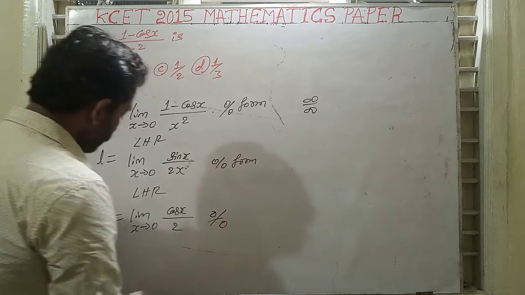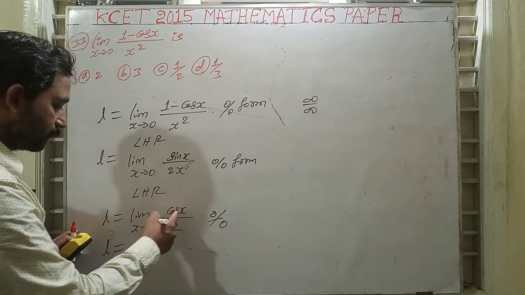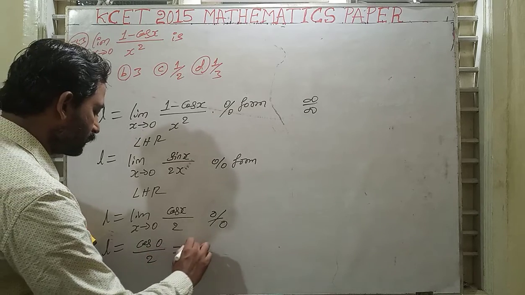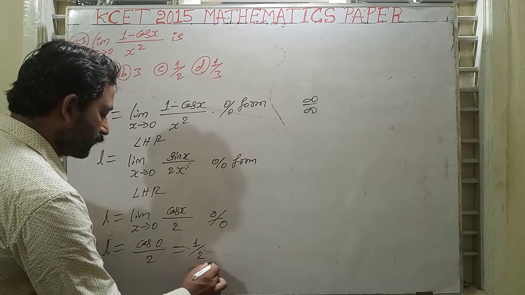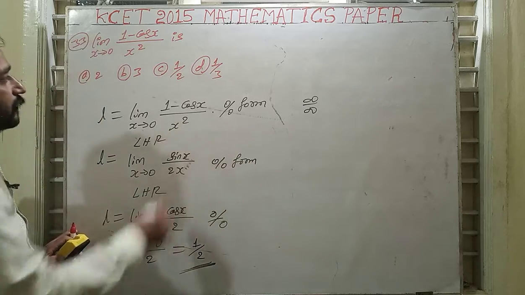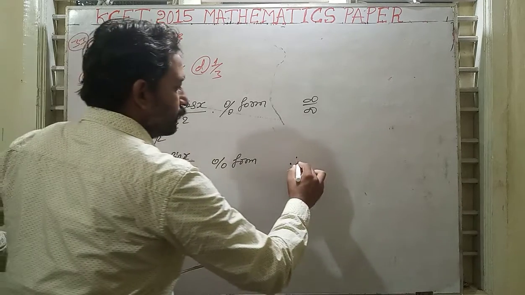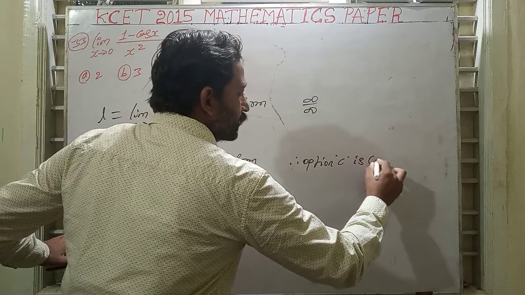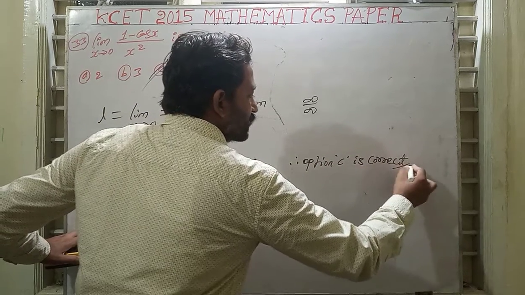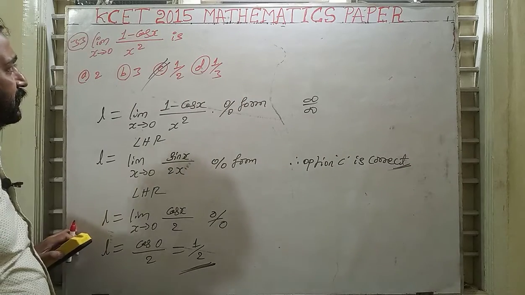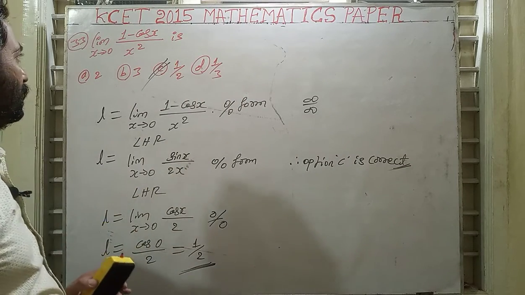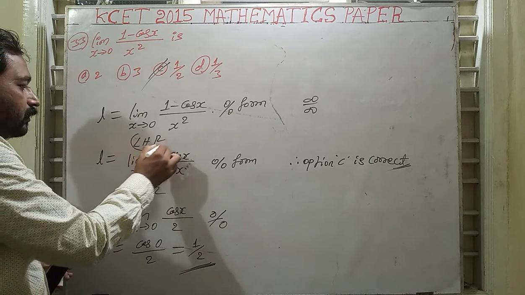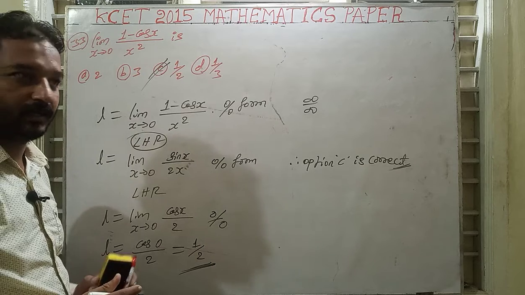Now apply the limit x is equal to 0, in this case cos 0 divided by 2. Cos 0 is what? 1 divided by 2 is the good answer. Option C is correct. So this is an easy question. In JEE also this type of question is asked on this concept, very easily solved by using the LHR rule.